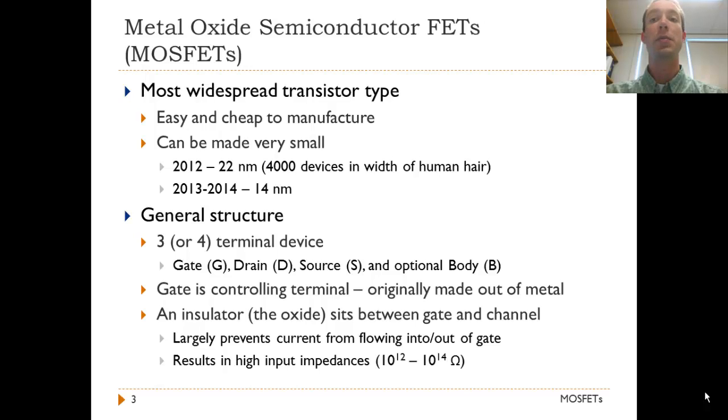The insulator largely prevents current from flowing into or out of the gate, hence why these are voltage-controlled devices. The fact that almost no current flows through the gate results in MOSFETs with very large input impedances. These tend to be on the order of 10 to the 12 to 10 to the 14 ohms, i.e. in the range of teraohms.